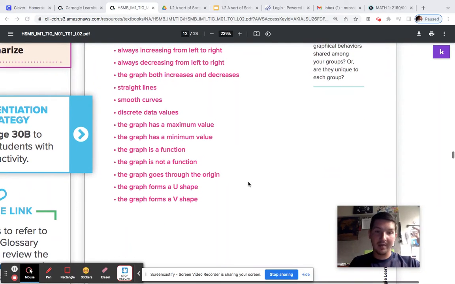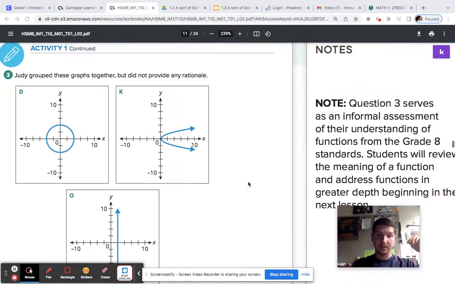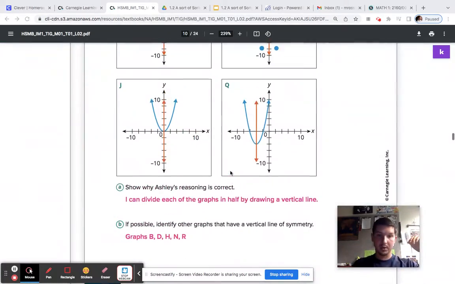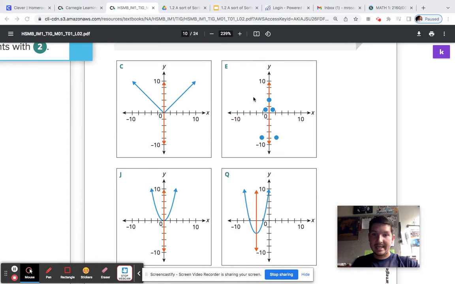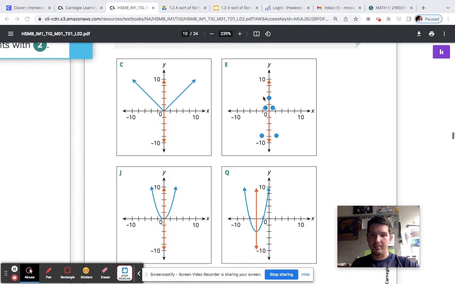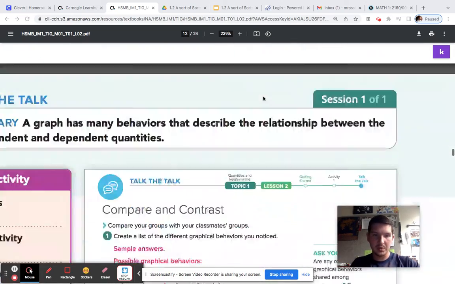The graph has a maximum value, or maybe it has a minimum value. So like if it doesn't go past a certain point, so let me scroll up a little bit here. So Q and J have a minimum value. It's not going to go past that point. Okay. Whereas if we're looking at E, it has a maximum value because it's never going to go higher than that point. So there's a difference between those two as well.